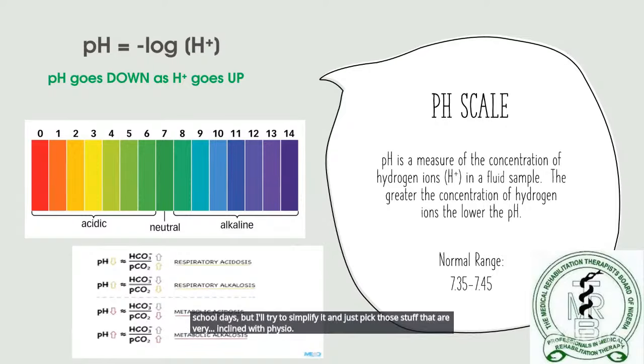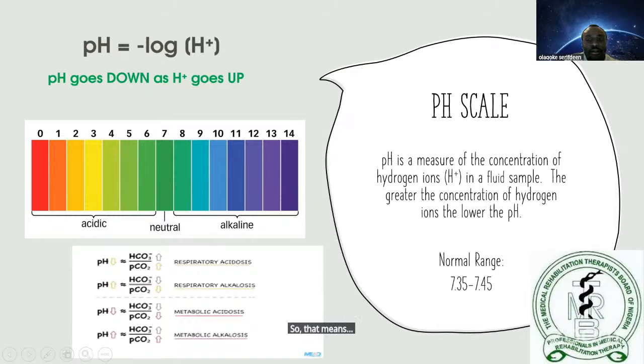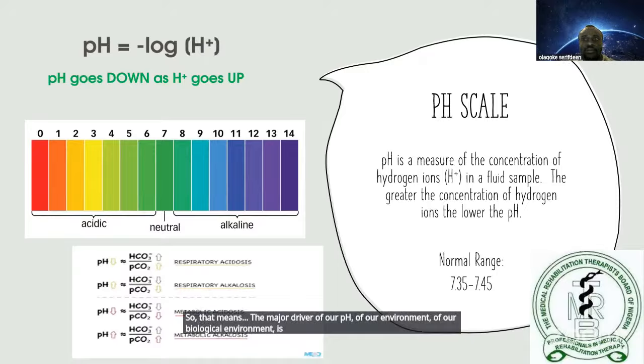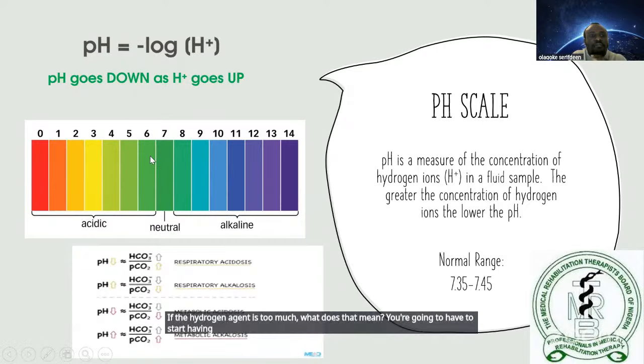So now, if you look at this equation here, it's just the negative log of hydrogen ions. So that means the major driver of the pH of our biological environment is just the hydrogen ion. If the hydrogen ion is too much, what does that mean? The environment will start getting acidic. That's what that means.